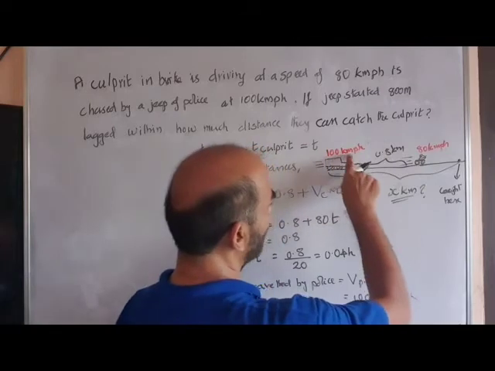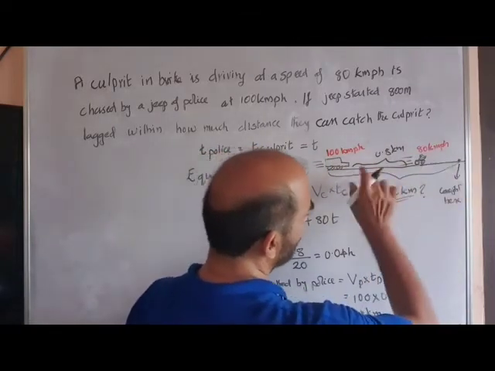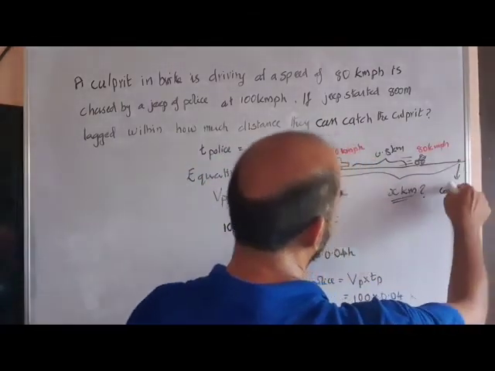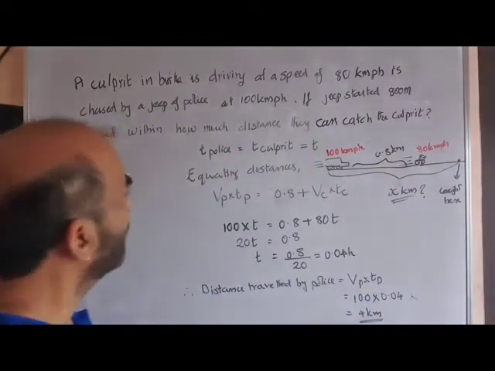Jeep speed 100 km per hour. This is 80 km per hour. They chase and eventually they meet at this point. So caught here. Then the question: what is the total distance covered by the jeep? That's the question.